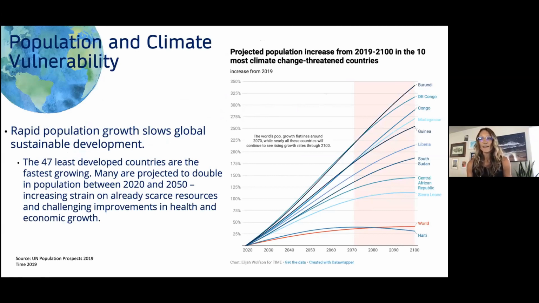So from both human rights and environmental perspectives, population growth is a very big deal, especially in terms of climate change. Again, the 9 out of the 10 most climate vulnerable countries are expected to experience rapid population explosions up until 2050 and beyond that as well. And so one of the primary lenses from which to view population and climate change is by understanding climate vulnerability. Rapid population growth, which is most prevalent in low-income regions, presents real challenges for sustainable development. And the 47 least developed countries are the fastest growing into 2050.